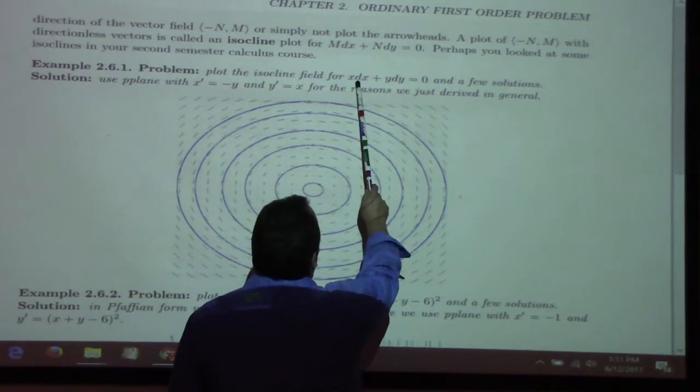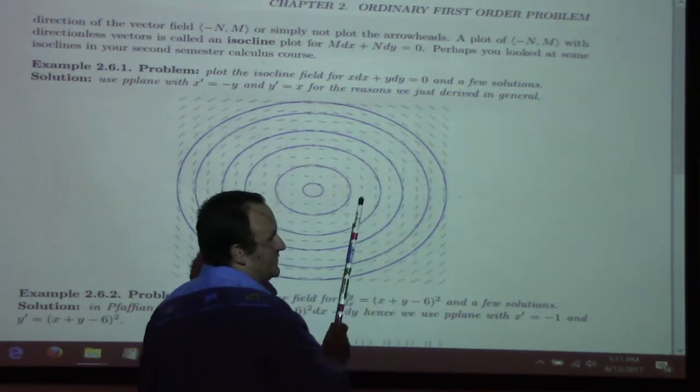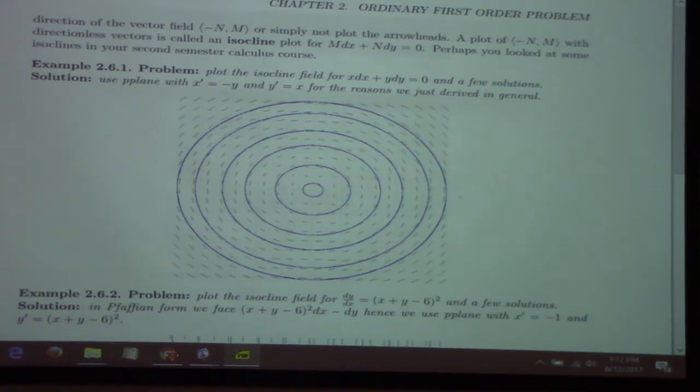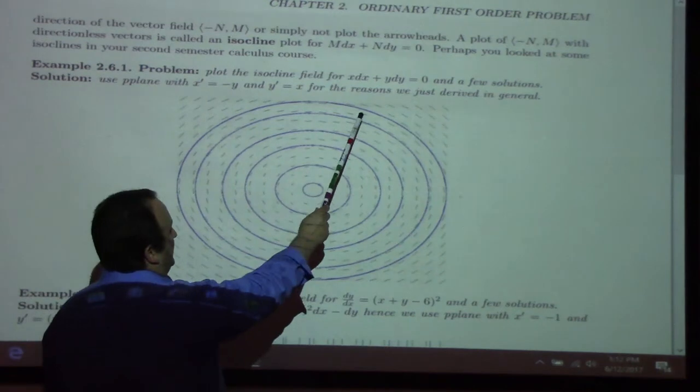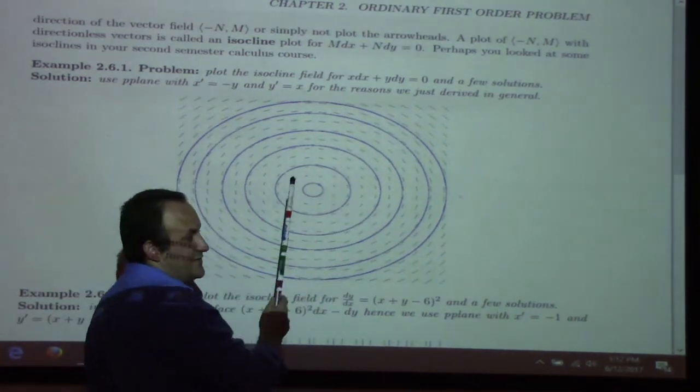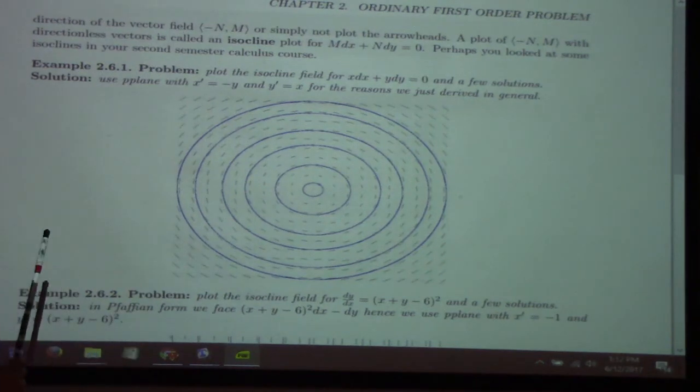So this differential equation, x dy plus y dx equal to 0, we solved this, right? We solved it using separation of variables to start with. You could easily solve this using exact equations, right? Because this is the differential of 1/2 x squared plus 1/2 y squared. That's pretty easy to see. So the level function here is 1/2 x squared plus 1/2 y squared. You could guess that without much work.